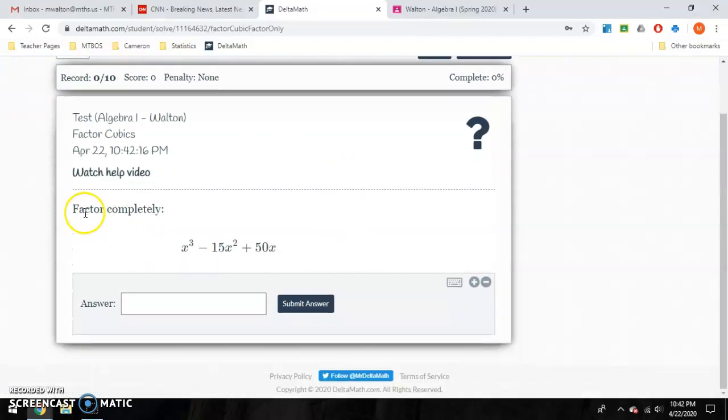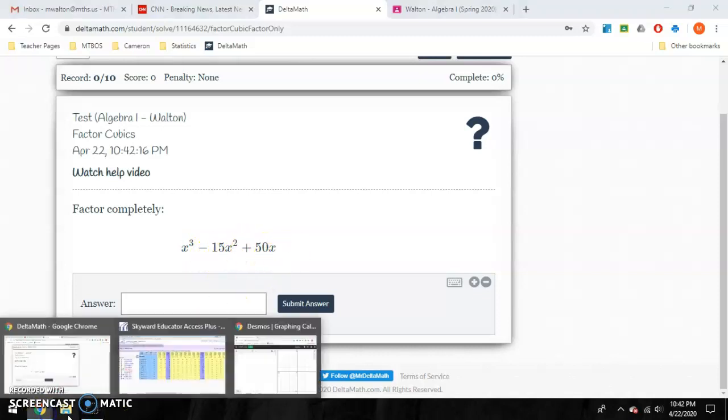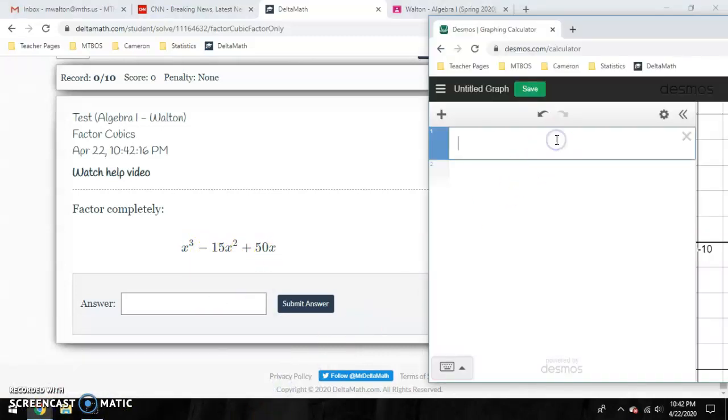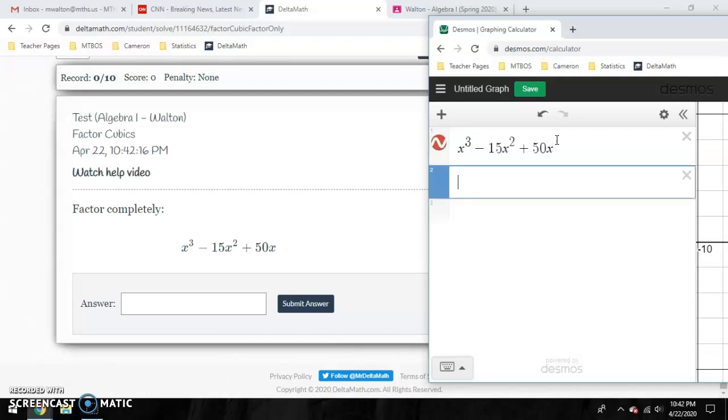All right, so it is asking us to factor completely x cubed minus 15x squared plus 50x. And this should look very similar to ones that we have already seen so far. Let's take a look at this problem and try to come up with a best strategy. What I notice is that every single term has an x that I could factor out. So let's go ahead and factor out an x.